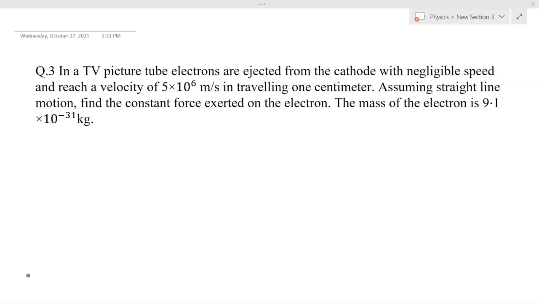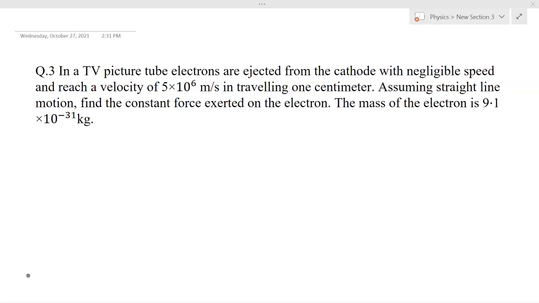In a TV picture tube, electrons are ejected from the cathode with negligible speed and reach a velocity of 5 into 10 to the power 6 meter per second in traveling 1 centimeter. Assuming straight line motion, find the constant force exerted on the electron. The mass of the electron is 9.1 into 10 to the power minus 31 kg.